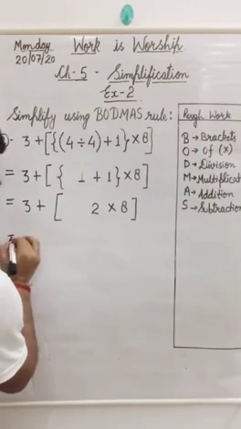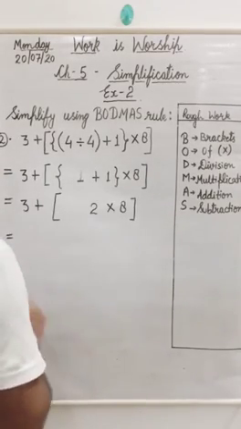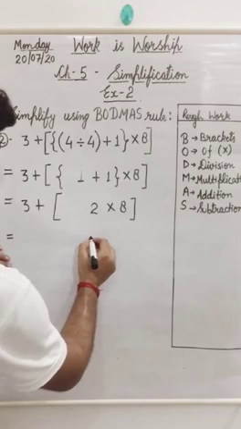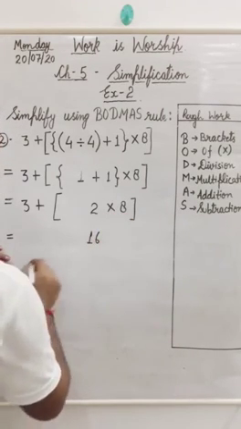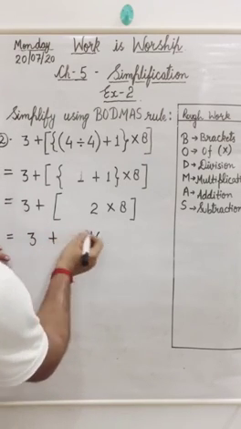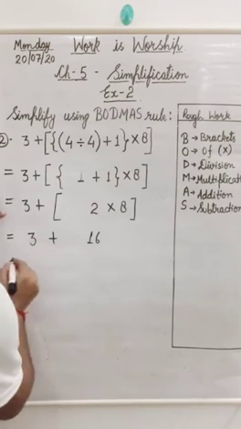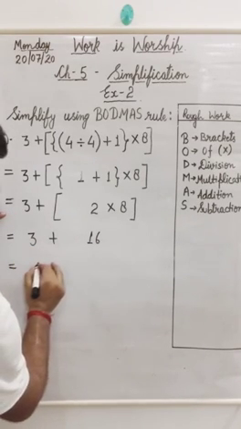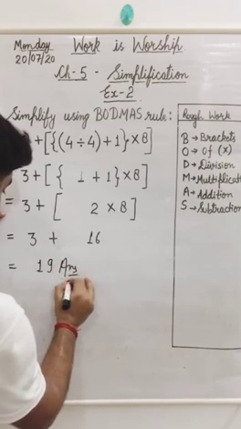Now here we have 3 plus big bracket 2 multiplied by 8 and then big bracket close. Now after solving the curly bracket, we will solve the operation inside the big bracket. Okay, so 2 into 8 is 16. Now we will write the rest of the problem as same as above. So here we have 3 plus 16. So 3 plus 16 is 19. Now 19 is the answer of the problem.